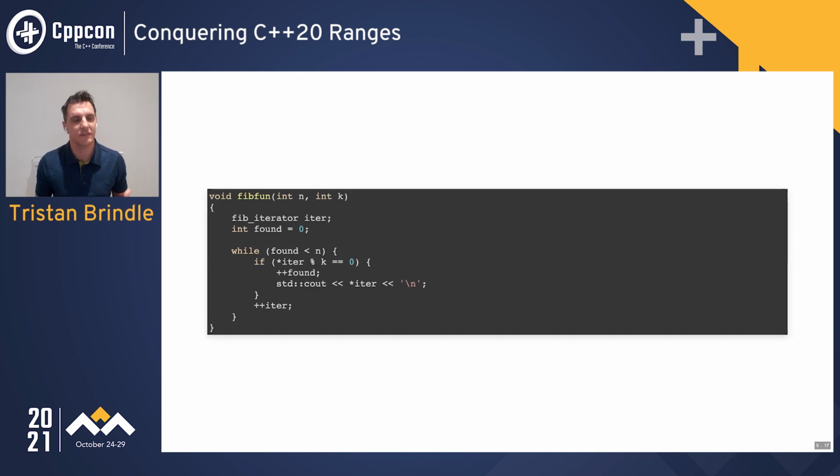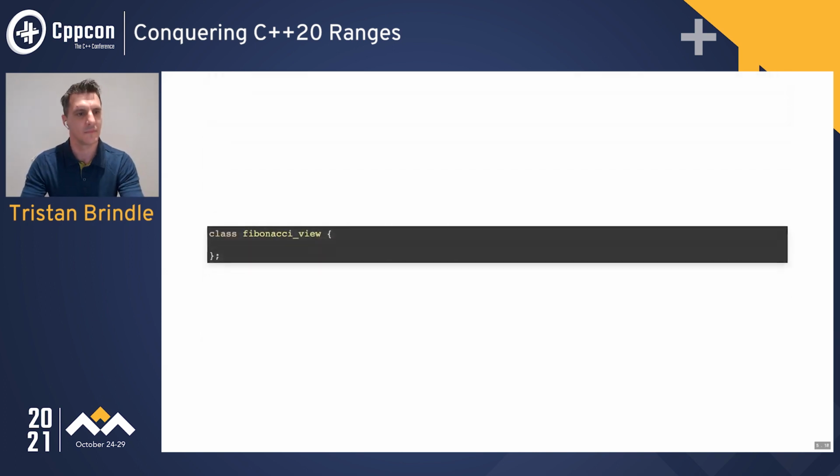In C++20, of course, we have all these shiny new range adapters that I've talked about in the last couple of talks. But range adapters don't operate on iterators, range adapters operate on ranges. So what we want is not a Fibonacci iterator. What we want is a Fibonacci range, a Fibonacci view. So let's write a Fibonacci view. Actually, let's not, because in this case, we don't actually have to.